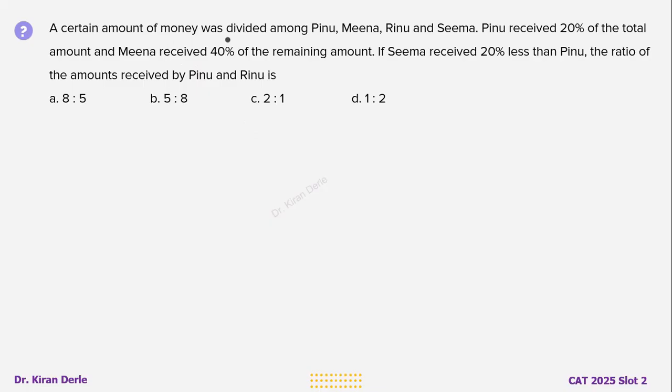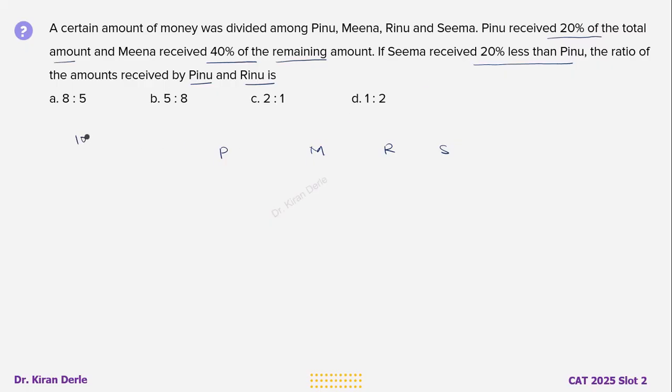A certain amount of money was divided among these four people. Pinu received 20% of the total amount, fine. Meena received 40% of the remaining amount, fine. If Seema received 20% less than Pinu, then the ratio of amounts received by Pinu and Renu is asked. It is a quite straightforward question. Again, see, these are four people, P, M, R and S, where P received 20% of the total.